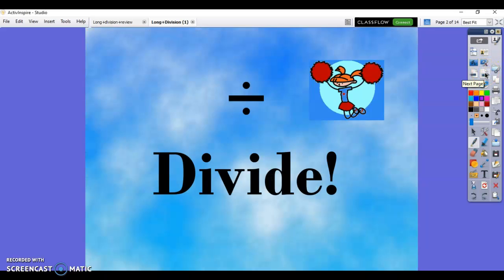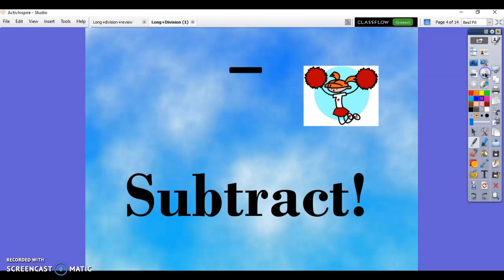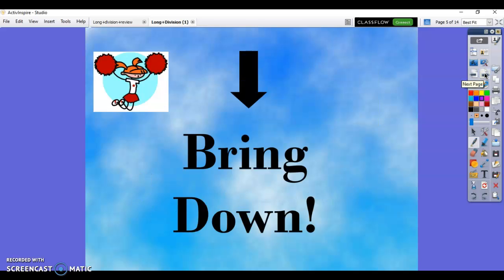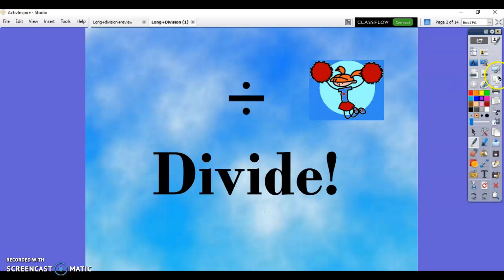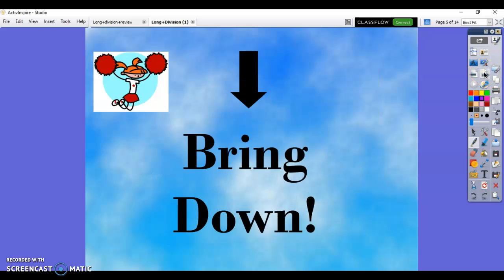Remember the steps: divide, multiply, then subtract. Afterwards, we bring it down, bring it back, repeat. There are several acronyms that you can use to remember those steps, but those 3 steps, remember, they are divide, multiply, and subtract. You bring it down and repeat as many times as you need to.